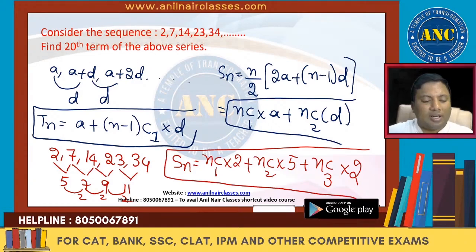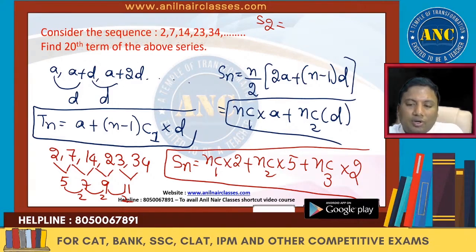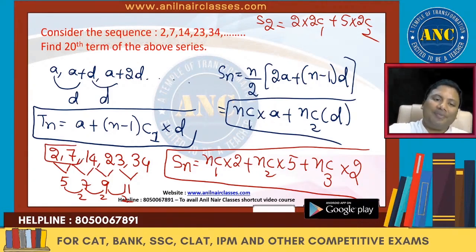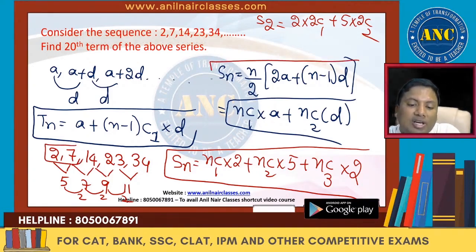You can check it out whether you are getting it or not. Suppose the sum of two terms is 2 plus 7, it is nothing but 9. So it is nothing but 2 into 2C1 plus 5 into 2C2. Are you with me? So 2C3, it is not possible. 2 2s are 4, 4 plus 5, 9. Sum of two terms, it is nothing but 9. Sum of n terms also can be determined if you understand the concept.